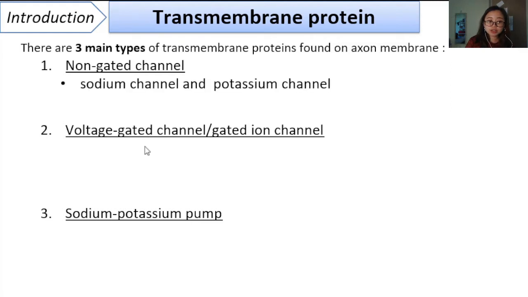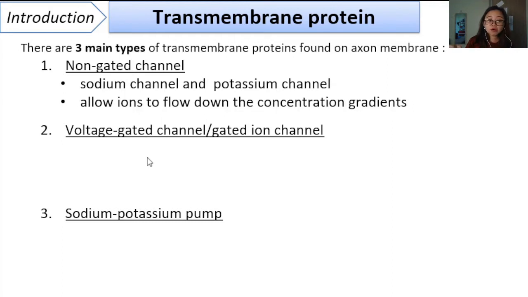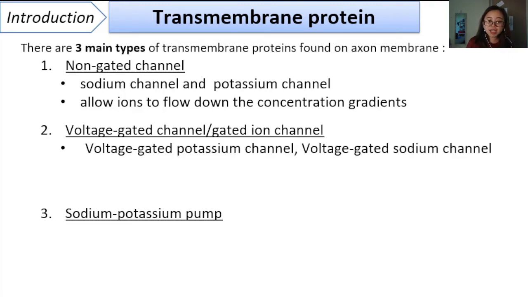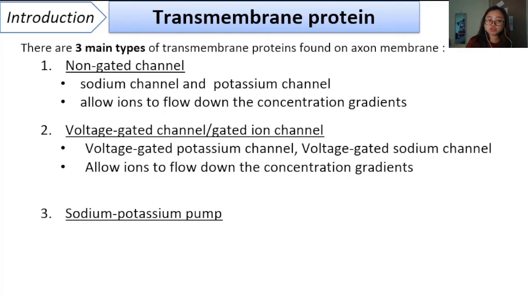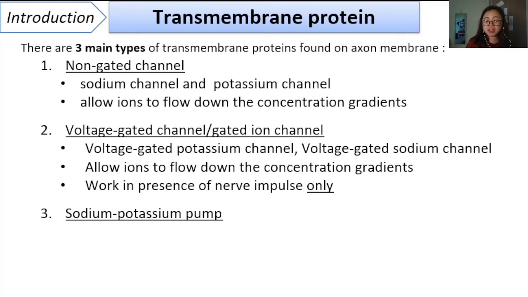For non-gated channels, these are channels that allow sodium and potassium to pass through. They allow ions to flow down the concentration gradients. So ini kira sebagai passive transport. The second type, the voltage-gated channels, examples of them are voltage-gated potassium channels and voltage-gated sodium channels. These will allow ions to flow down the concentration gradient, and they work in the presence of nerve impulse only. So ini juga passive transport, tapi ion channel dia hanya akan buka bila ada nerve impulse.